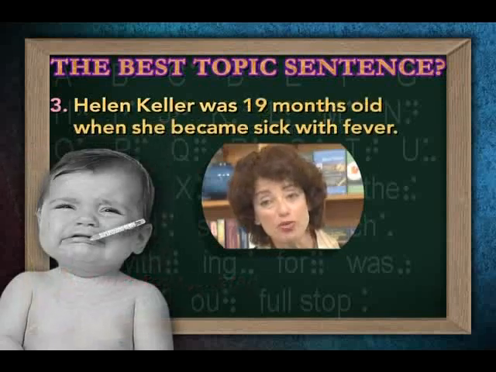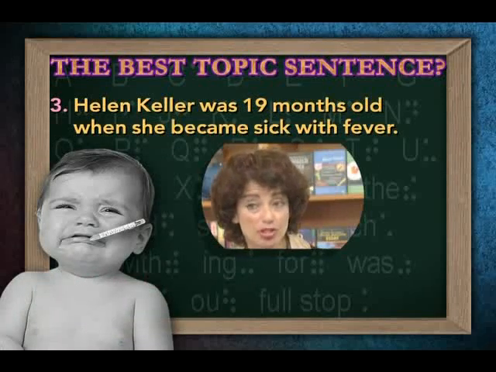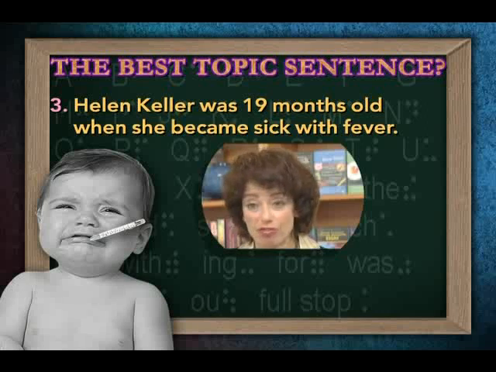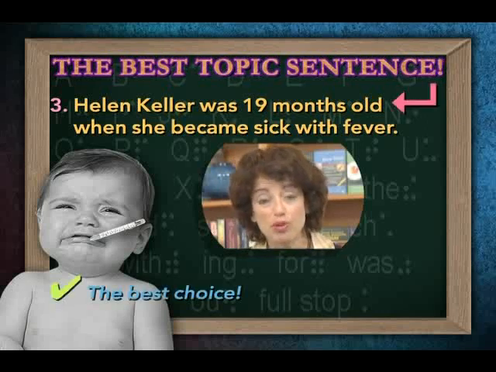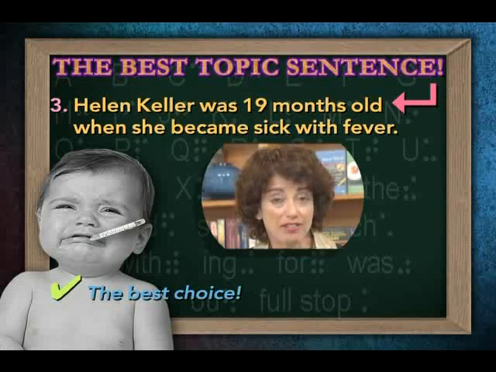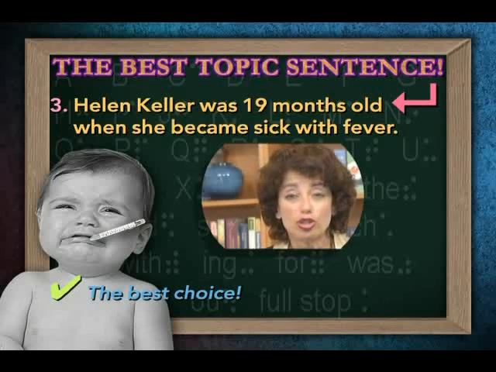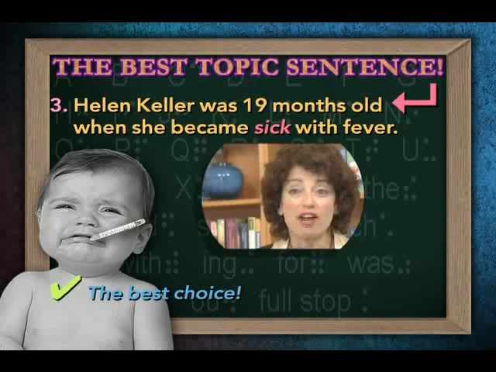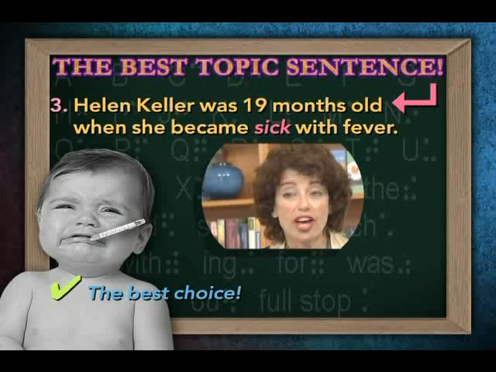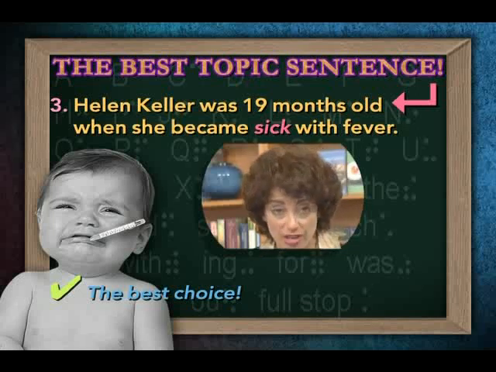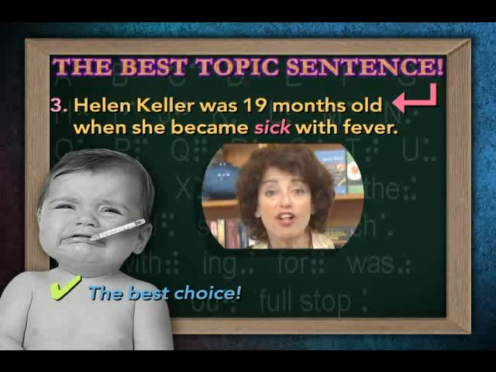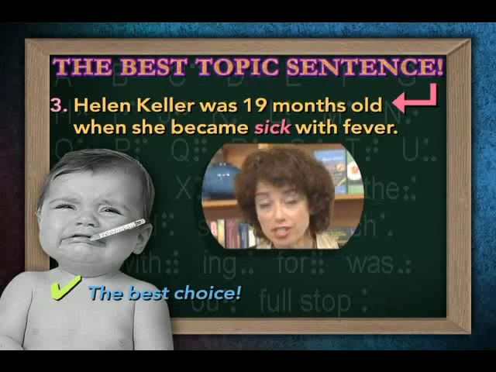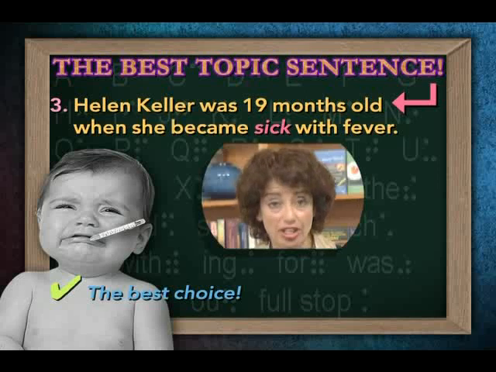Choice 3. Helen Keller was 19 months old when she became sick with fever. This is your best choice because it best introduces the topic. In addition, notice that clue word sick, sick with fever. That goes with the phrase sickness in the paragraph. We have the sickness left her without sight or hearing. We have sick and then sickness, so we have unity. The two sentences fit together. So this is the best choice because it introduces the topic and it fits with the sentence that comes after it.